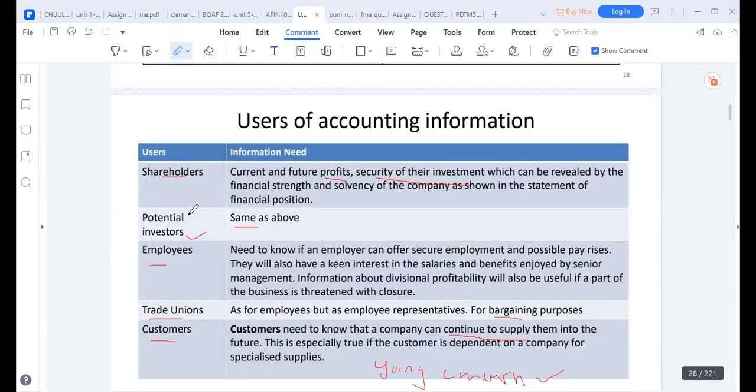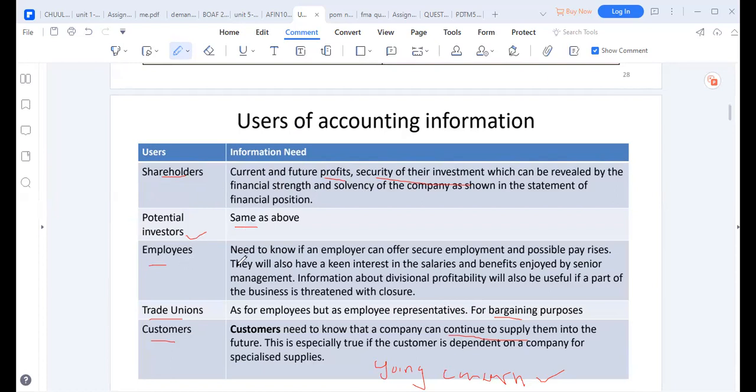So to explain each of them, the shareholders really want to know the current and future profits because they're the ones who put in money in terms of shares. So they want to have security of the investment to be reviewed. So they need to have that basic information of accounting. So as potential investors, if I want to put money in this business, I must be secure.